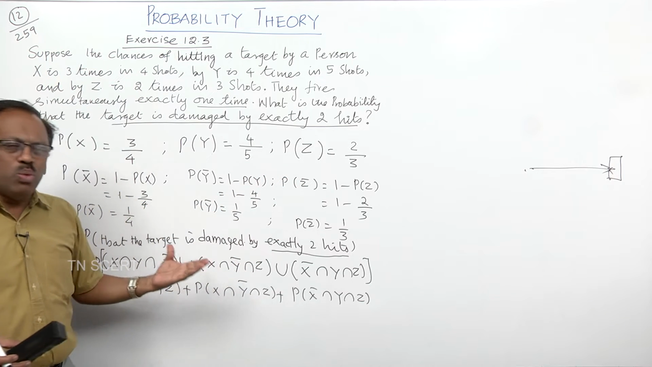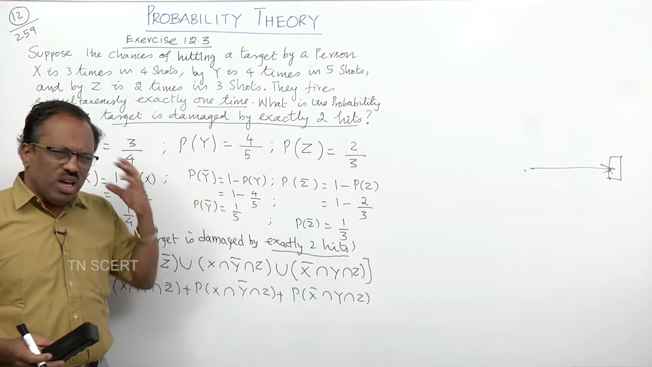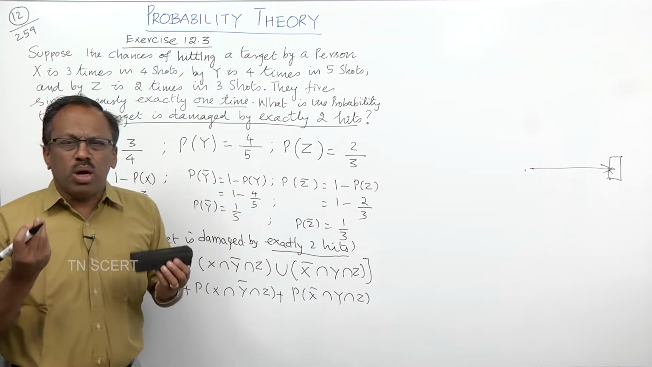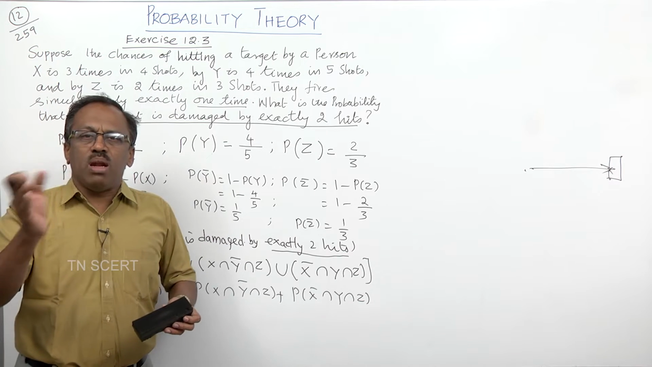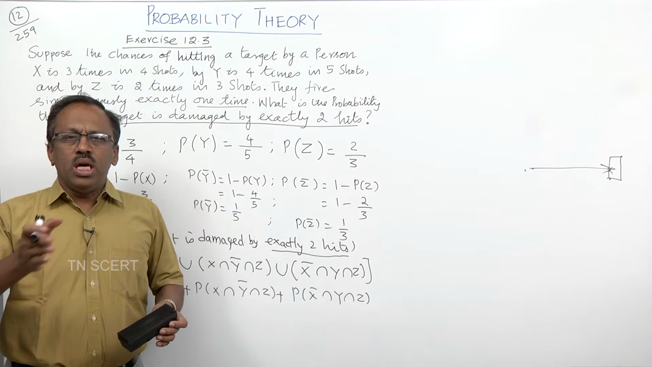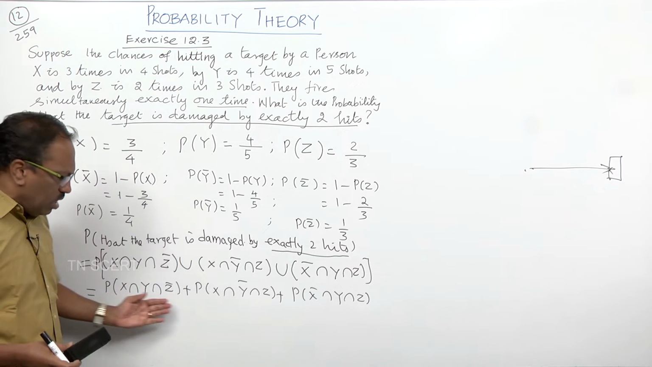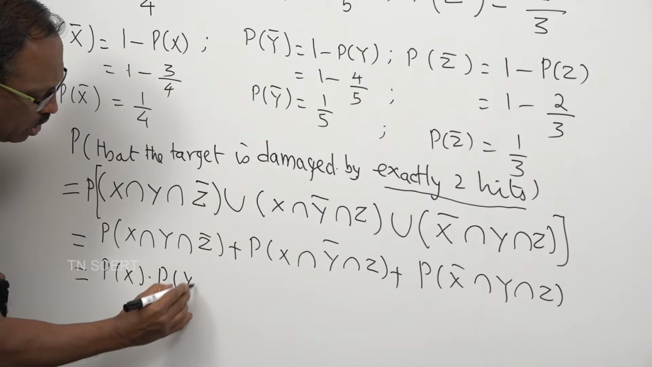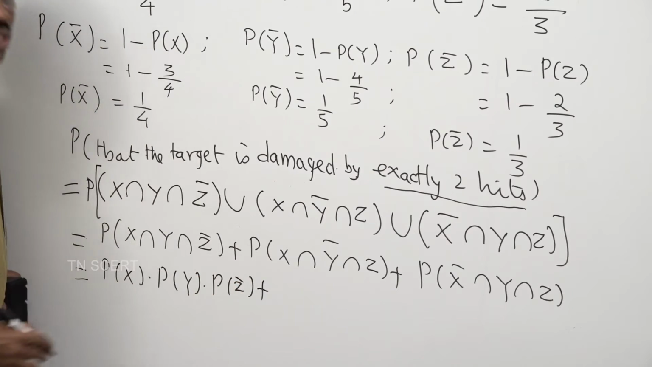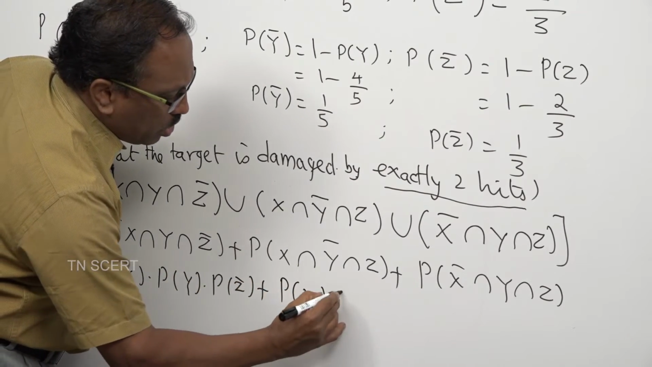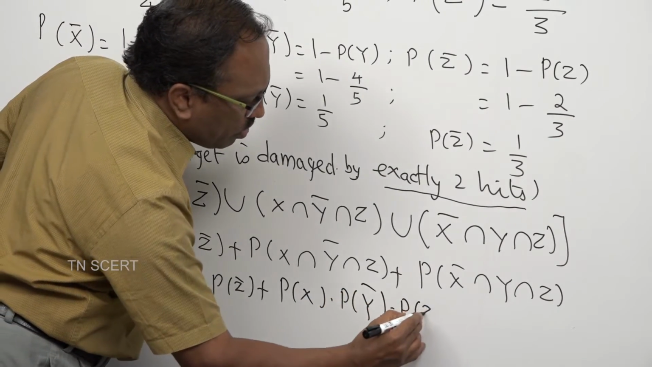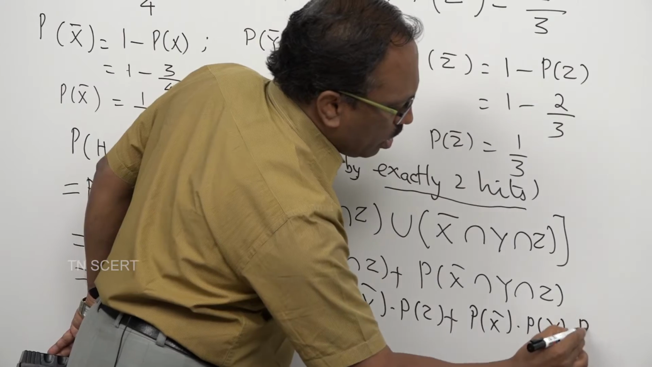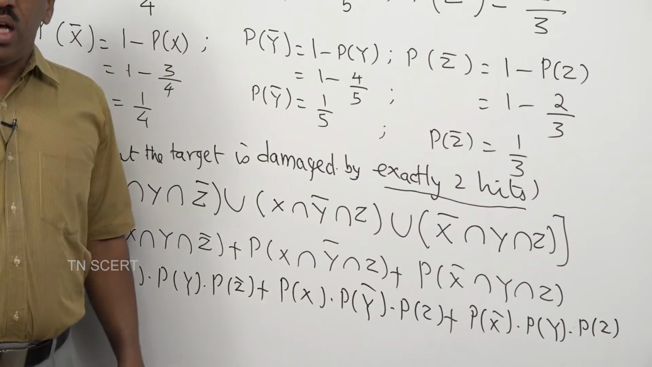I can do the same problem with the help of the diagrammatic way, but that is a lengthy one. The simple way, simple logic, simple method we can do it. Now, seeing this, what is your mind recalling? Yes, independent events. If A and B are independent, probability of A intersection B is P of A into P of B. The same thing we are applying here. So P of X into P of Y into P of Z bar plus P of X into P of Y bar into P of Z plus P of X bar into P of Y into P of Z. Like that we got the result.